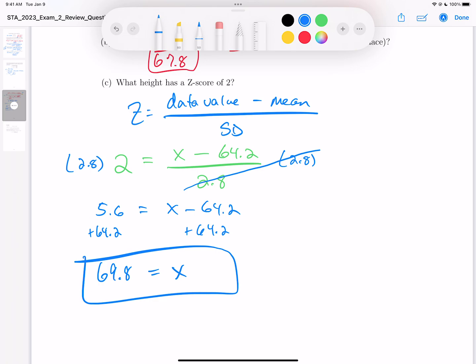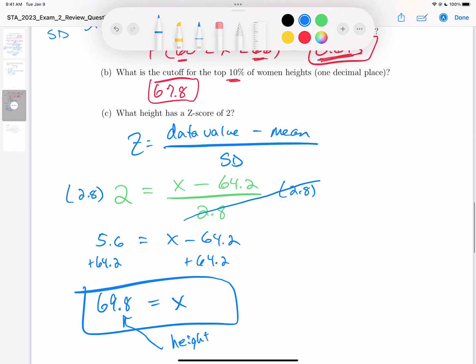So that is the height in inches. A woman that has a height of 69.8 inches has a z-score of 2, which means her height is 2 standard deviations above, or more than, the mean average height for a woman.